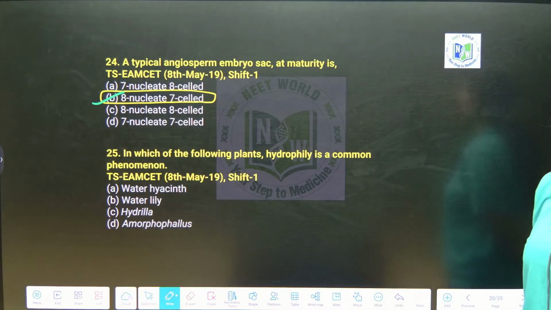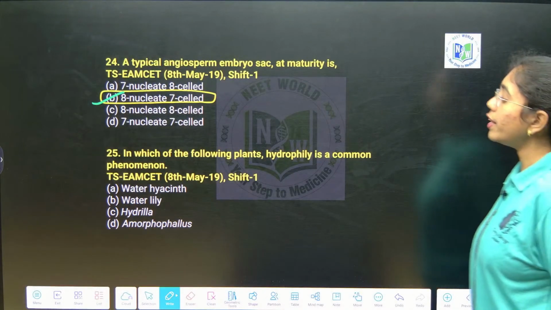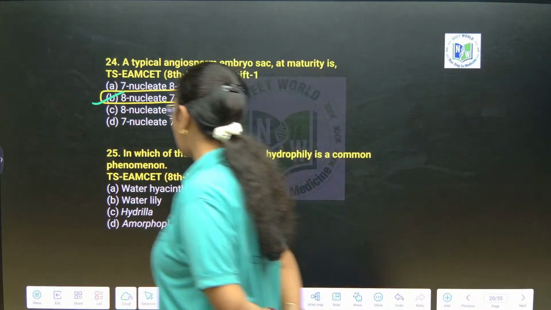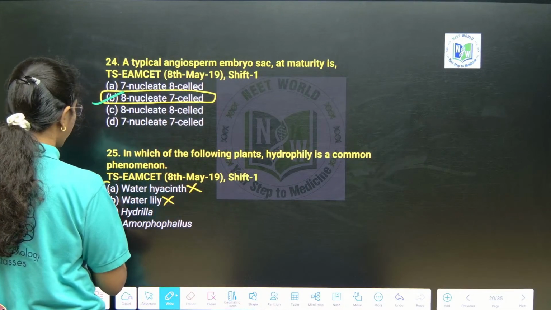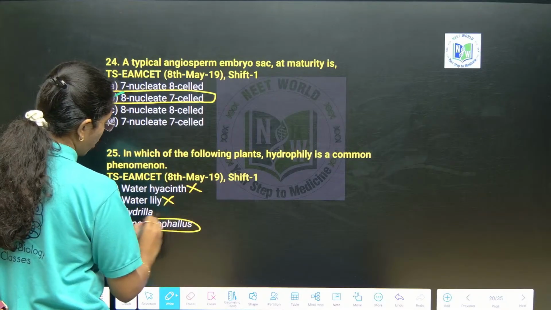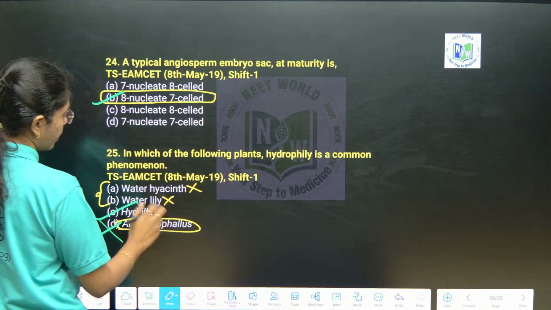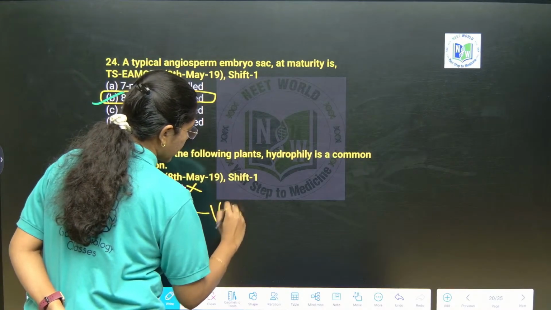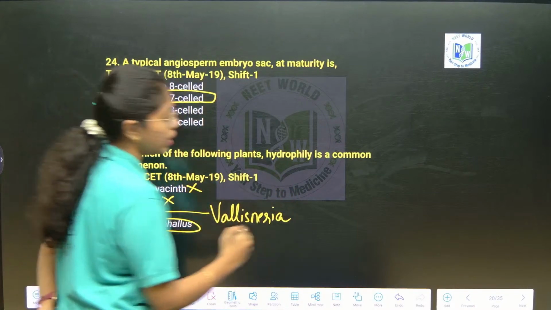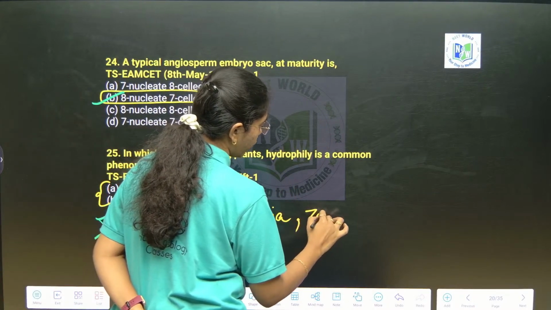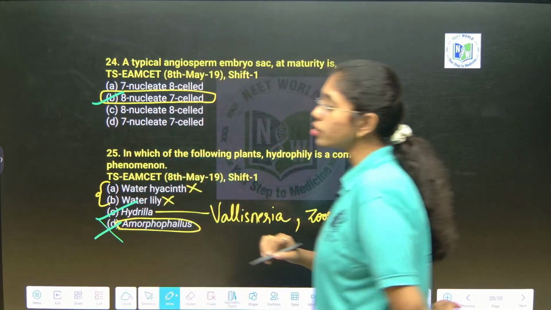25th, you see. In which of the following plants is hydrophily a common phenomenon? Hydrophily is common in Hydrilla here. Water lily and water hyacinth do not have hydrophily. Amorphophallus, the pollination is not by water. Hydrilla and Vallisneria will follow epihydrophily, Zostera, hypohydrophily. Clear, right? So, the right answer is option C.